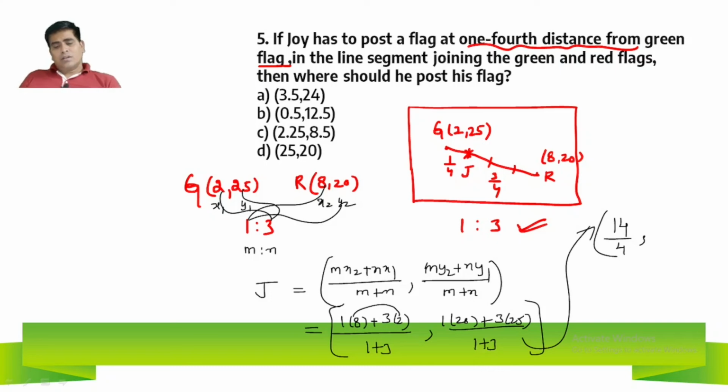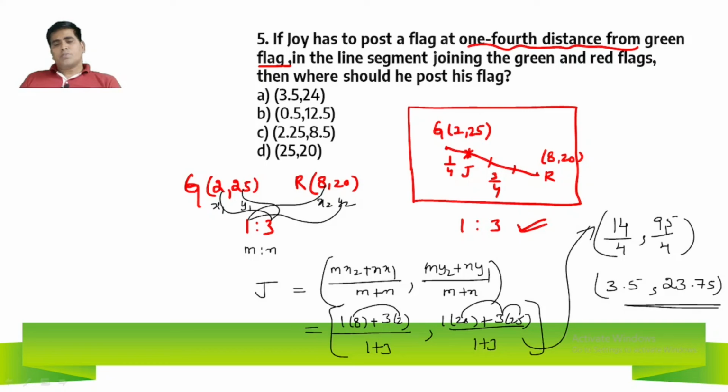And what is this one? 25 times 3 is 75. 75 plus 20, so that is 95 by 4. The value of 14 by 4 is 3.5. Now the value of 95 by 4: 4 times 2 is 8, 4 times 3 is 12, 15 is there, how much is left? 3 is left, 30. We can place the decimal point, 30. So 7 and 5. So 3.5 comma 23.75.